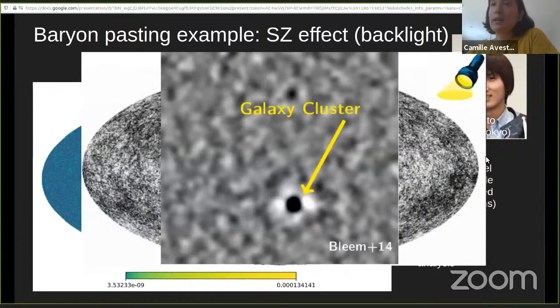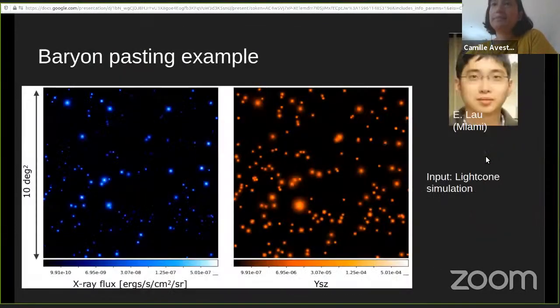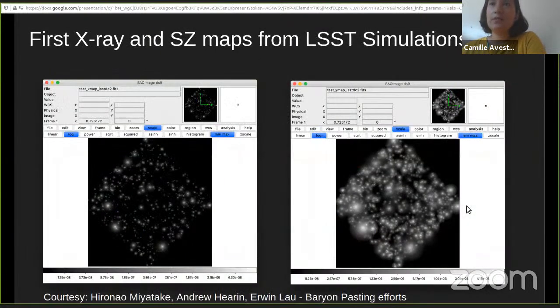So just a nice little example. There's a galaxy cluster that's been backlit. Many of us are involved with LSST DESC, as I know several folks are at LIneA, but here's something very specific to that, where Erwin Lau and a number of other folks had input a light cone simulation in order to then paste on both the X-ray flux and the YSZ. So for LSST simulations, this is some initial things that they'd looked at, and there's further development going on in that direction as well.